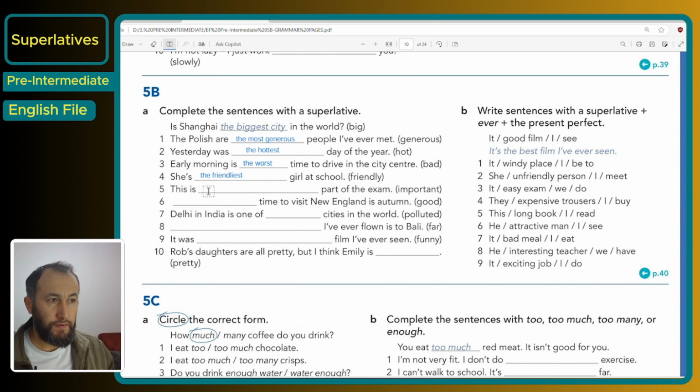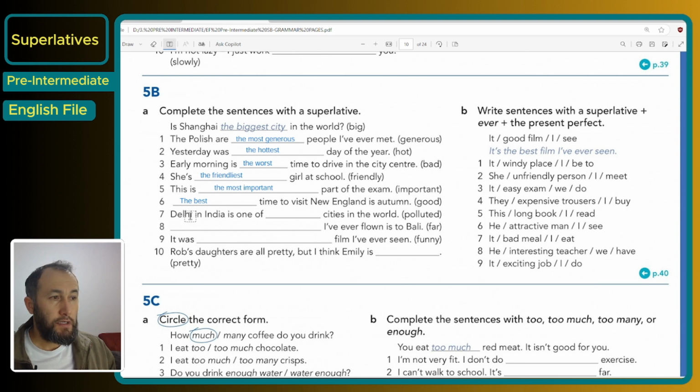Now important, 3-syllable, long adjective. So this is the most important part of the exam. Number 6, good. Good is irregular adjective. Superlative, the best. So the best time to visit New England is autumn.